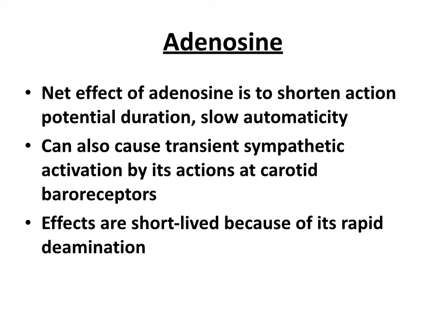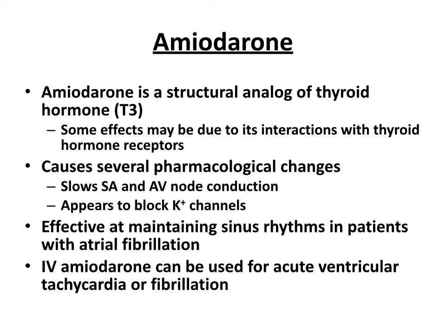As the heart slows, your body is sensing all kinds of stuff, so you can get some sympathetic activation in response to this. Adenosine is only for short-term use because it gets rapidly deaminated. So the big picture is, if somebody is having some serious heart or arrhythmia issue, you can give them an IV bolus of adenosine to try and at least stabilize that. Basically, you're slowing the heart down.